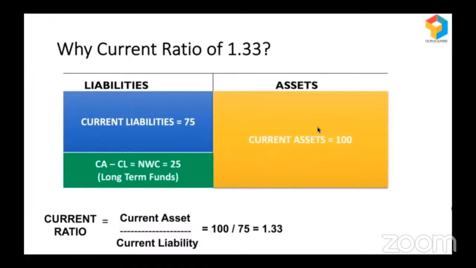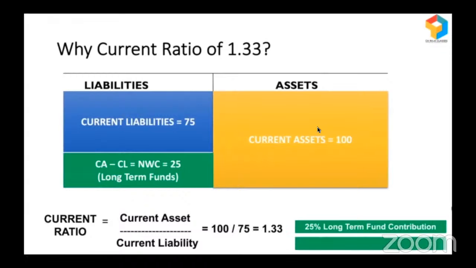So when the current ratio is 1.33, we can safely conclude that 25% of the current assets are funded by long-term funds. It means there is a 25% long-term fund contribution for creating current assets, and that's what most of the banks stipulate as margin for working capital. For example, if you check the sanction letter issued by most banks, they would have stipulated 25% margin for working capital credit facilities.